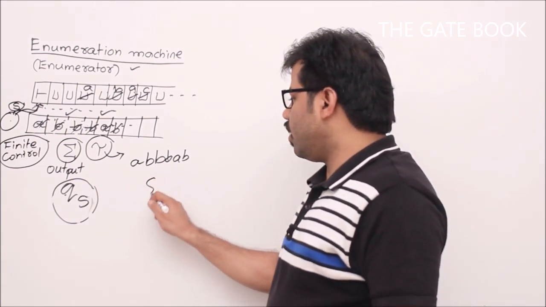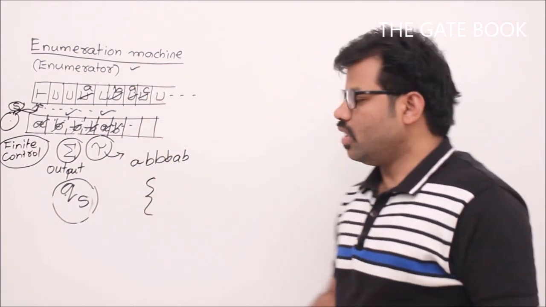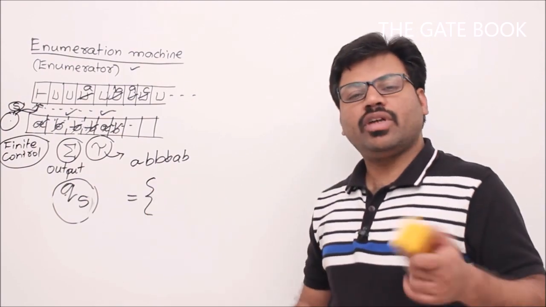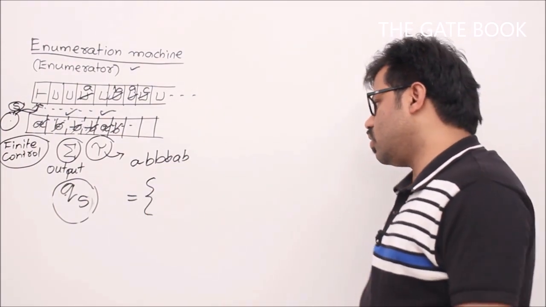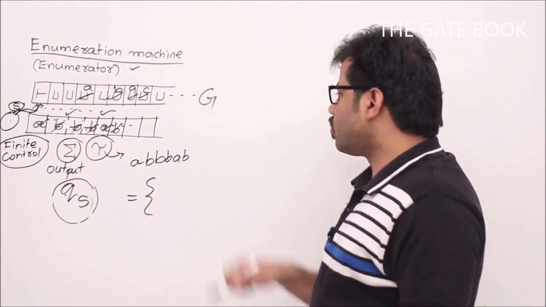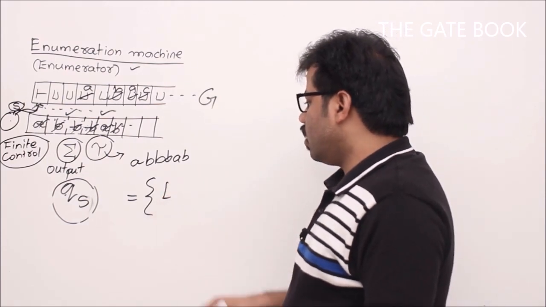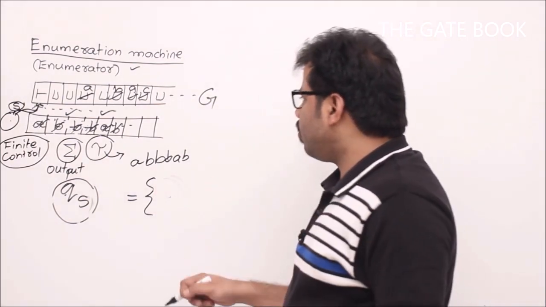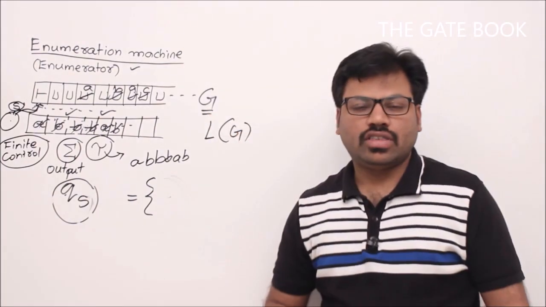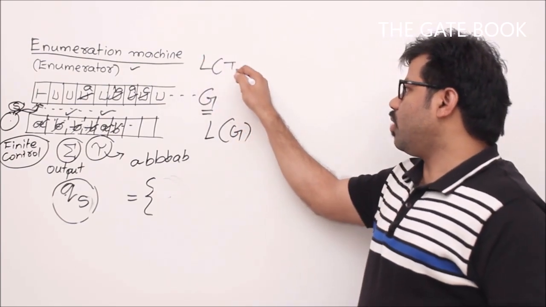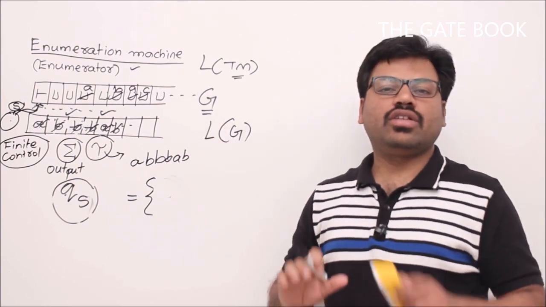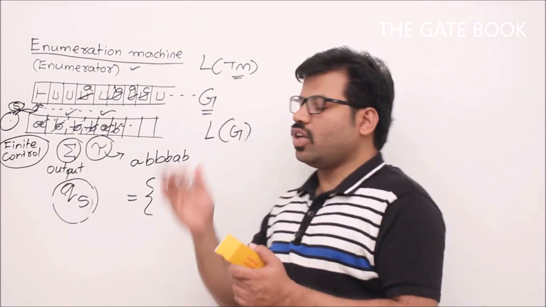Now let me define this enumeration machine formally. It is going to generate a language. A Turing machine accepts a language; this enumeration machine is going to generate a language. Let's say this machine is G. The strings which are generated by this enumeration machine are called the language of G. Generally, the language of a Turing machine is nothing but the strings accepted by the Turing machine. Here, the language of this enumeration machine is nothing but the strings generated by this enumeration machine.